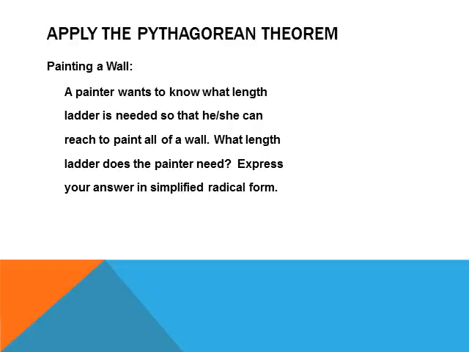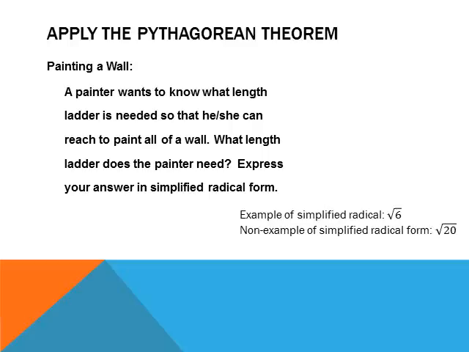Vocabulary alert! Just to review what simplified radical form means: it means that there are no square factors under the radical sign. You need to take those out from beneath the radical sign in order for it to be in simplified form.